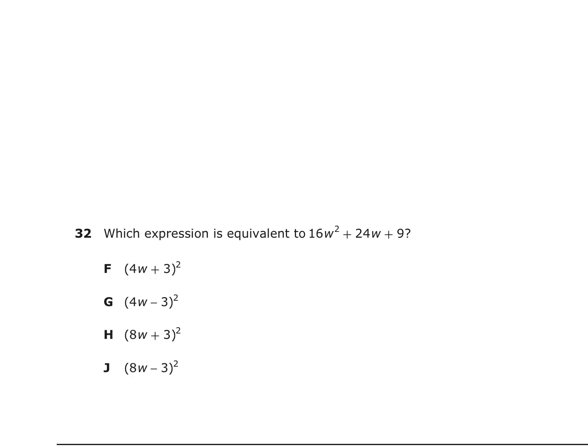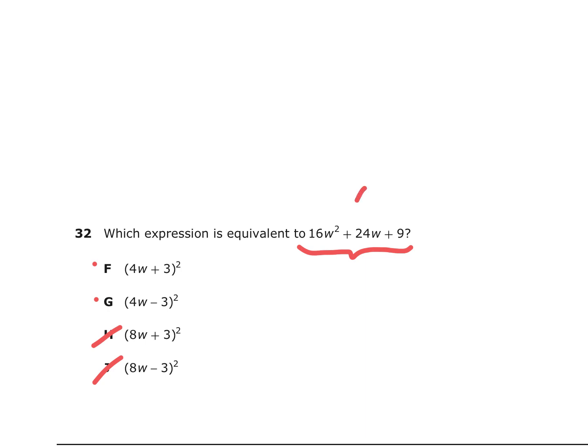So for number 32, which expression is equivalent to 16w squared plus 24w plus 9? And this is actually a perfect square trinomial. If you see the answers, they're all something being squared. Well, to get 16w squared, you need a 4w and a 4w. 8w squared is 64w squared, so that's not going to work. Right away, we've eliminated two answers, and we're down to F and G.